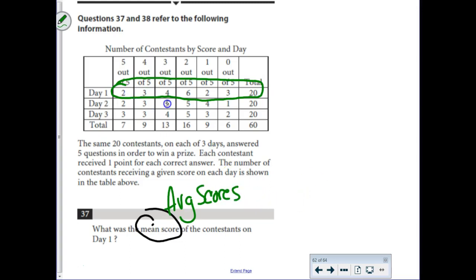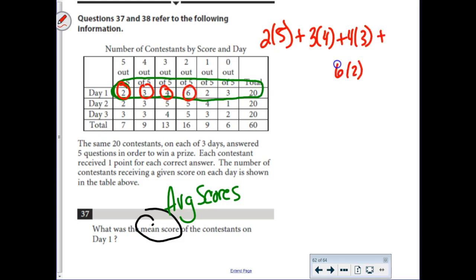But here's the problem. A lot of kids think these are the scores. These are not the scores. This is how many people scored those scores. So for instance, 2 people scored a 5, 3 people scored a 4, 4 people scored a 3, 6 people scored a 2. Yes, this was on that Saturday test. Yeah, 2 people scored a 1. And you're like, and I didn't get it right? That's usually what people tell me, because they just average these. Yeah, which is what most people do.